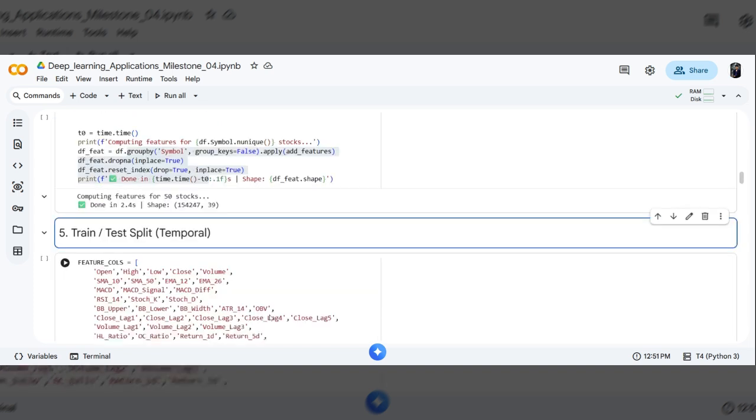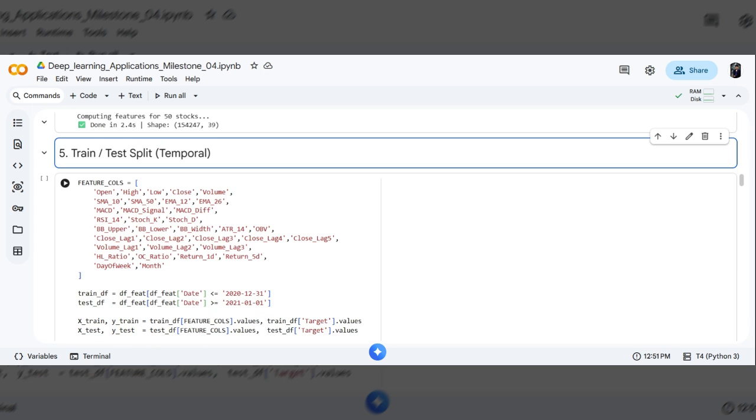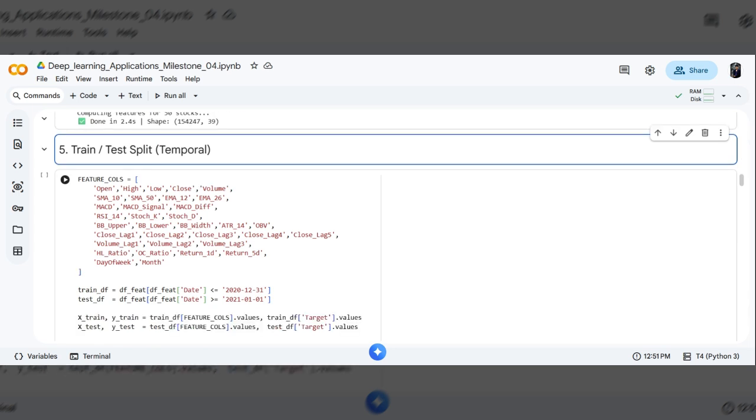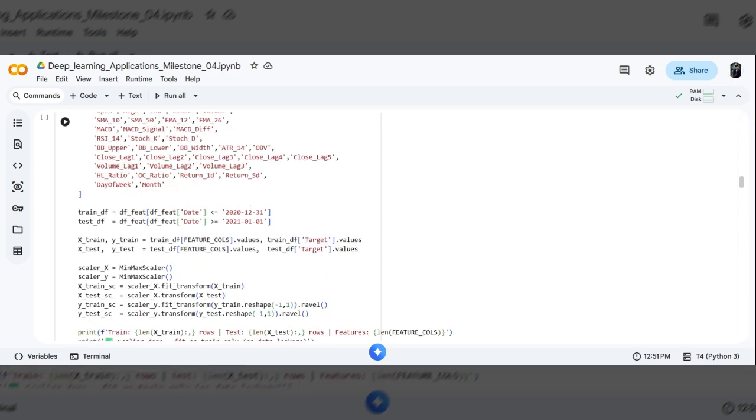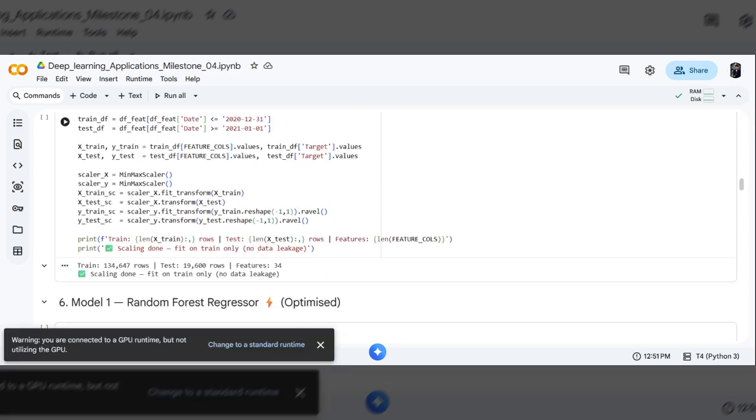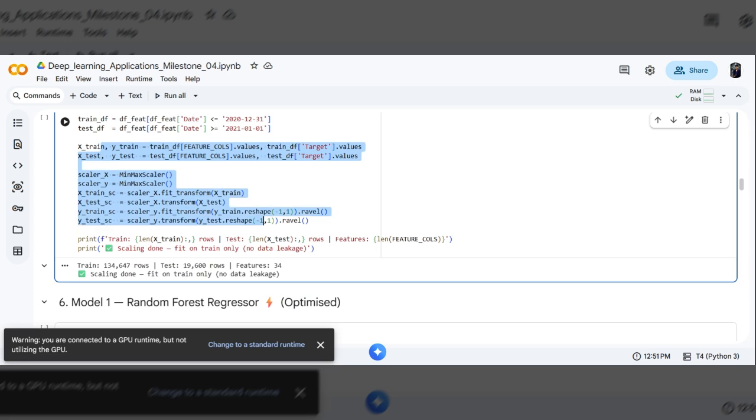I split the data into training and testing sets based on time. This is important because stock data is a time series, so we must train on past data and test on future data.